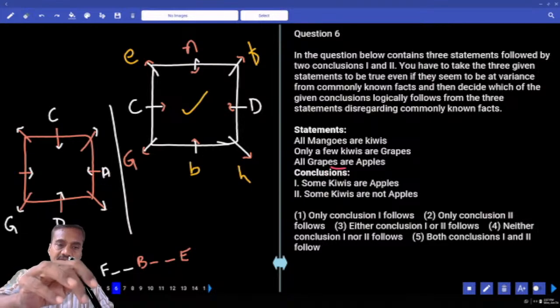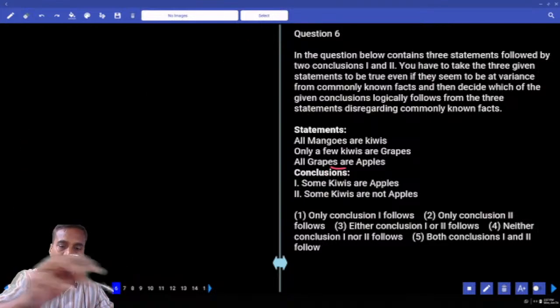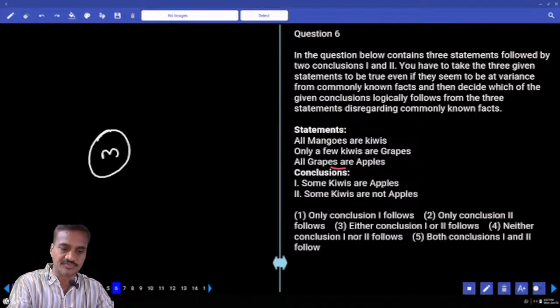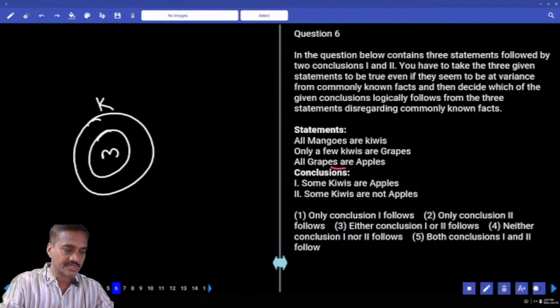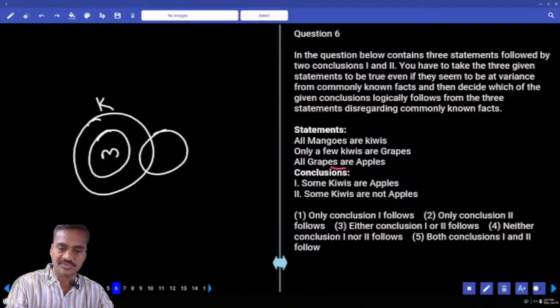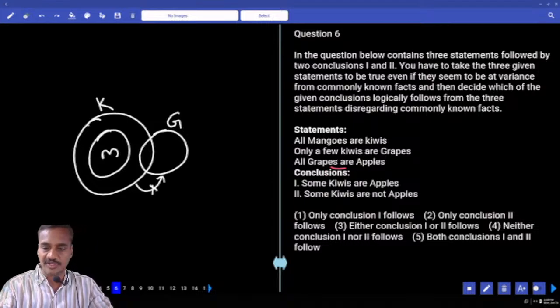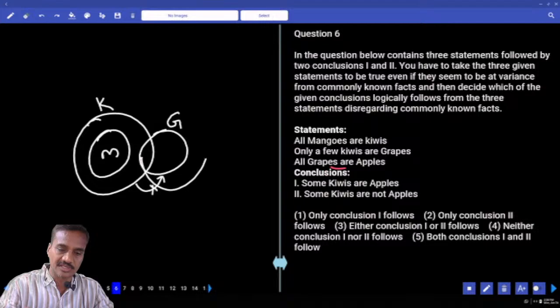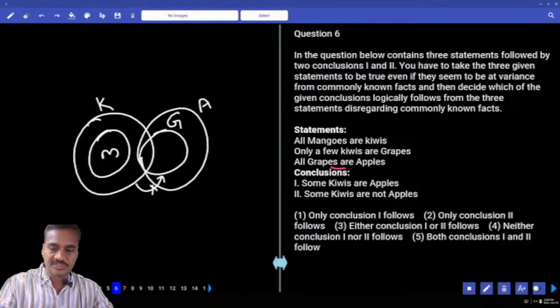All mangoes are kiwis. Now these are the mangoes that are kiwis. All these mangoes are a part of kiwis. All mangoes are kiwis, and only a few kiwis are grapes. Only some of the kiwis are grapes, but not all. This entire kiwi cannot be a part of grape. And all these grapes are what? All grapes are apples. Now this is the basic diagram.